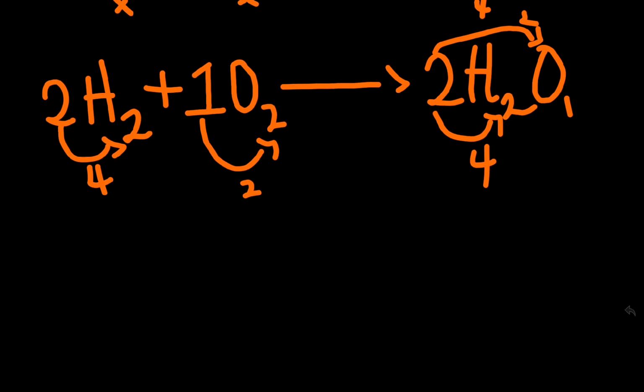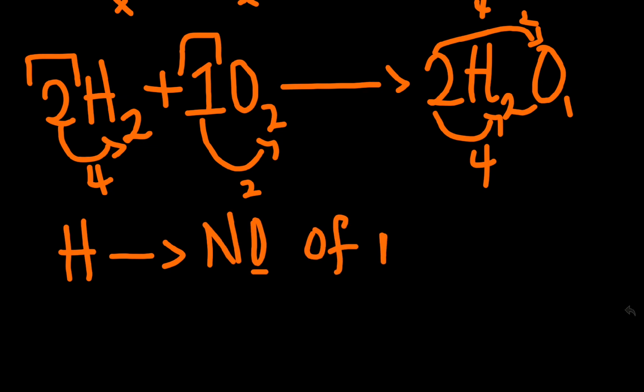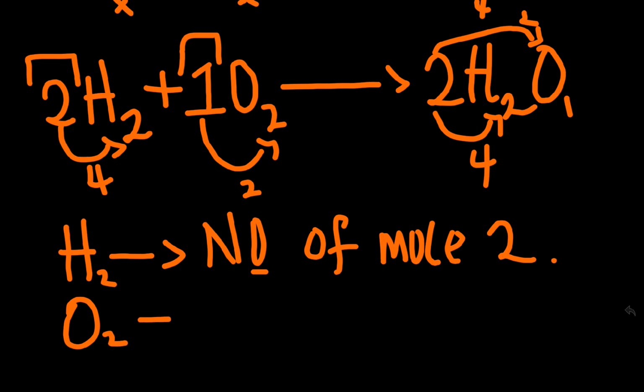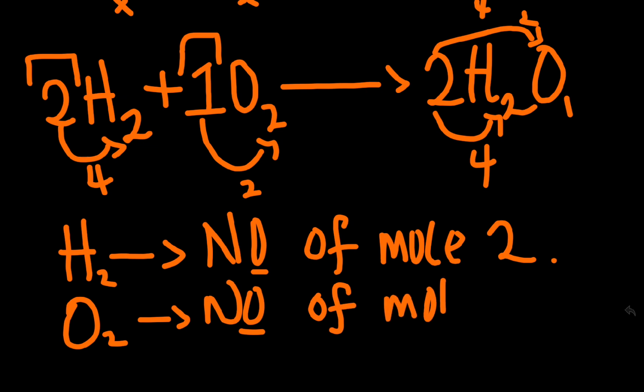Now we need to take out something from here. This here is called the number of moles or number of molecules. This here is also called the number of moles or number of molecules. So for hydrogen, the number of moles is actually 2, and for oxygen, the number of moles is actually 1.